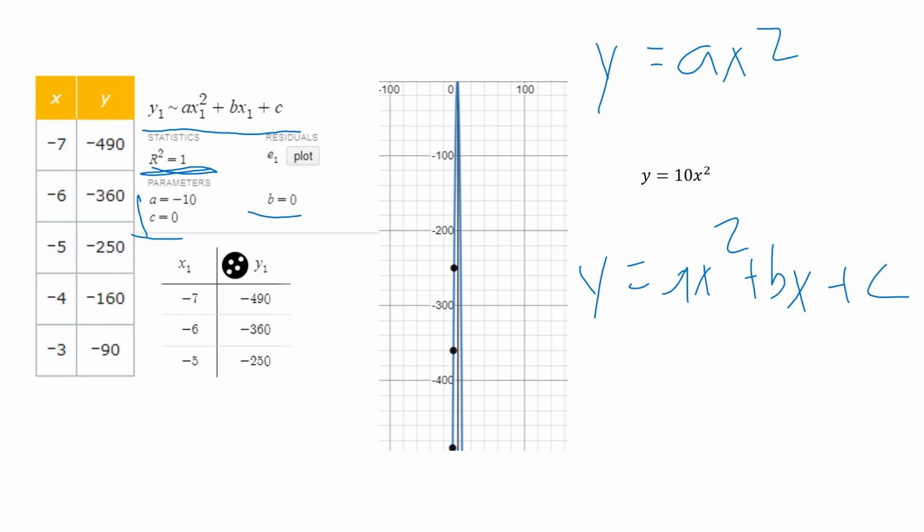Do not forget, you do not have subscripts for equations. You must get rid of your subscripts when you are making your equation. You must erase your subscripts to create the equation. I'm done.